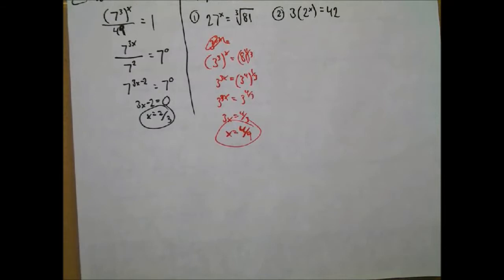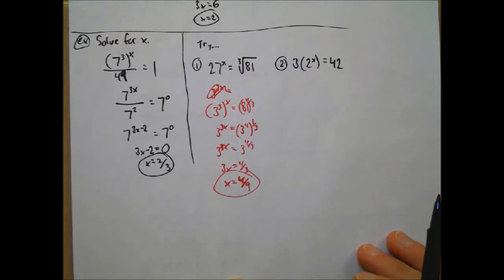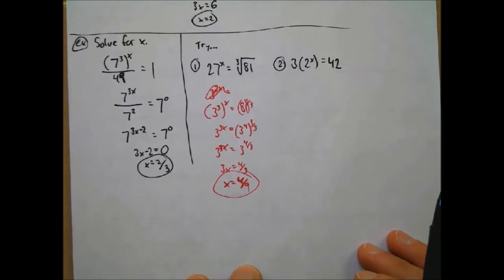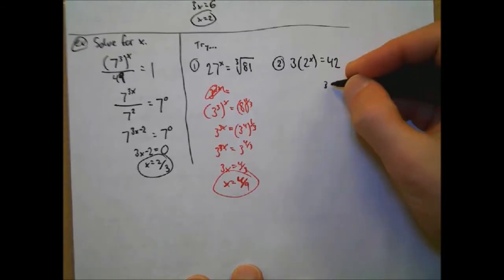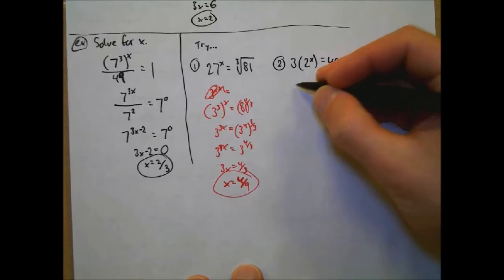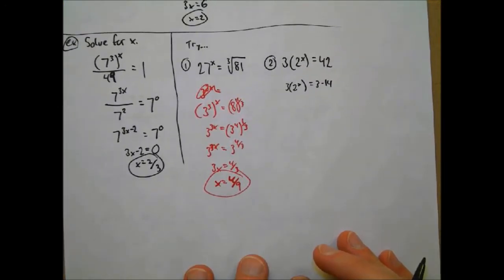All right, let's go to number 2. May, did you get anything? Were you able to get anywhere with number 2? I didn't get the answer, but I got 3. What'd you do here? So I changed 42 into 3 times 14. So like this. And then I just kind of set it up as 2 to the x equals 14.